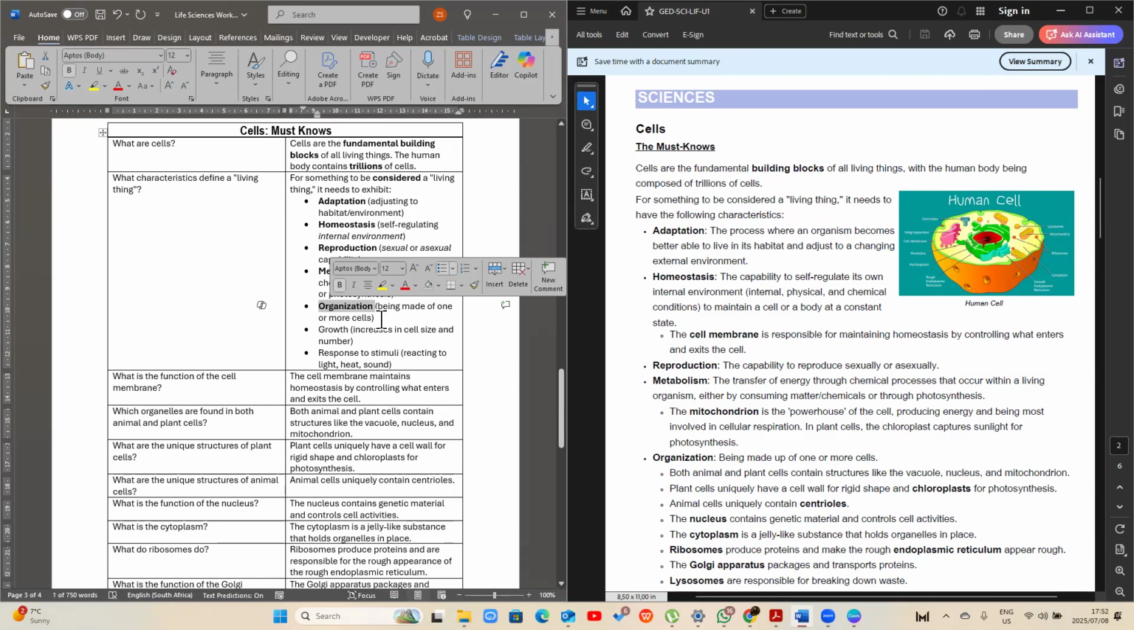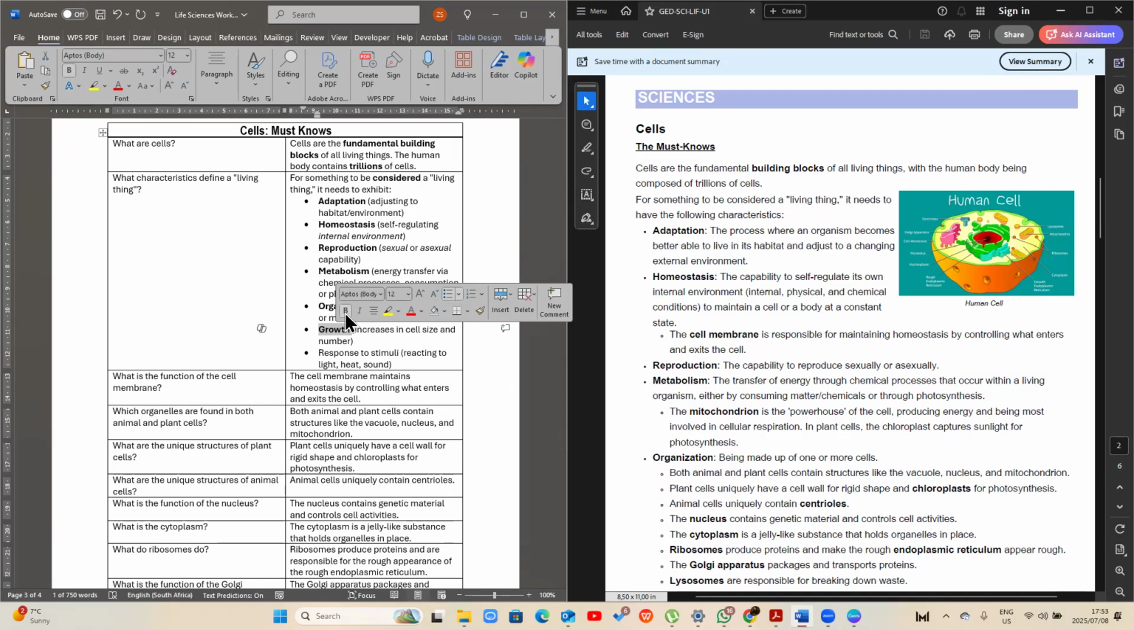We also need to be able to organize. Organization specifically refers to the cells within us. Human beings have the same amount of cells and the same type of cells, and they are organized in the same form, more or less. There are mutations that occur, but generally they are organized in the same way.